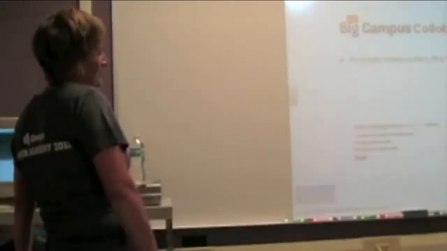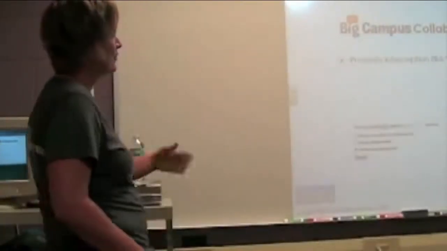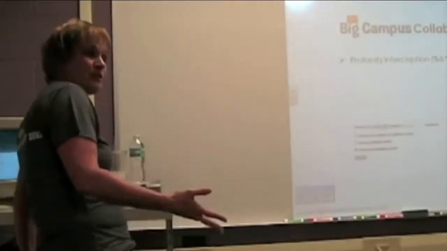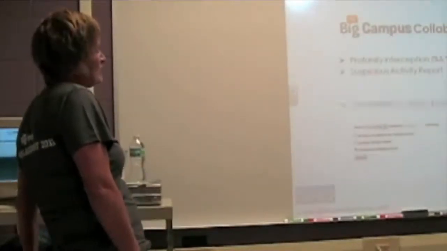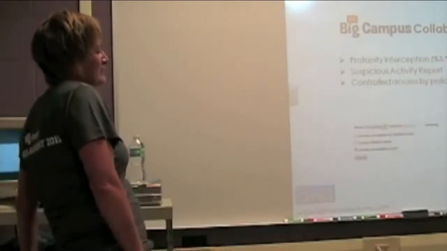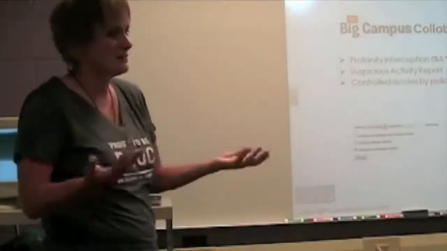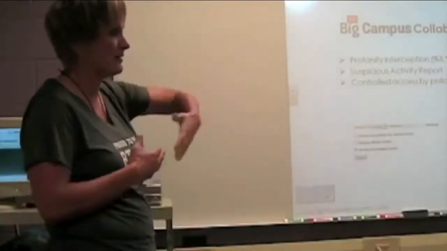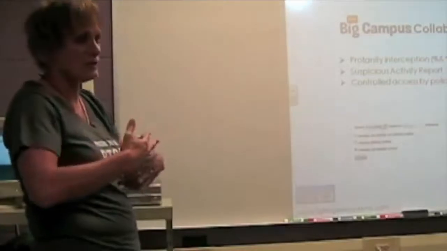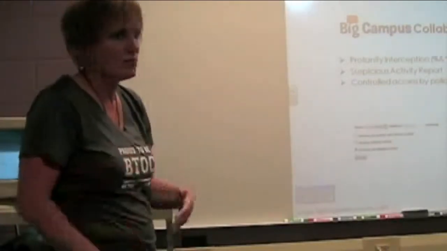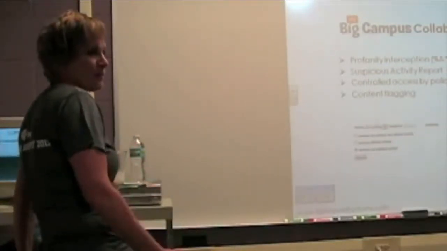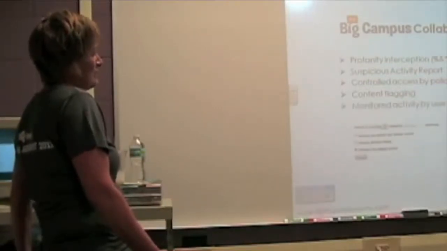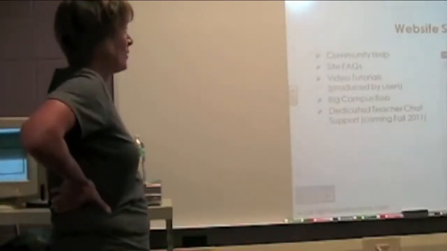So there is profanity interception. These are some of the collaboration safeguards. When you create groups and you do discussions like that, there are safeguards in there that are going to create reports. If kids do any of that kind of thing, that's going to show up. Suspicious activity reports and controlled access by policy. And what that means is, on the Lightspeed side, and this maybe doesn't mean a lot to you right now, there are rules and policies set up that filter over into My Big Campus so that the kids will be covered for the policies. Content flagging, so if they're using inappropriate words, all that's going to be flagged, and monitored activity by users. The website support. This is going to be really nice.